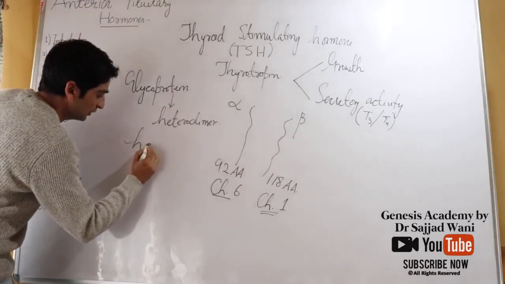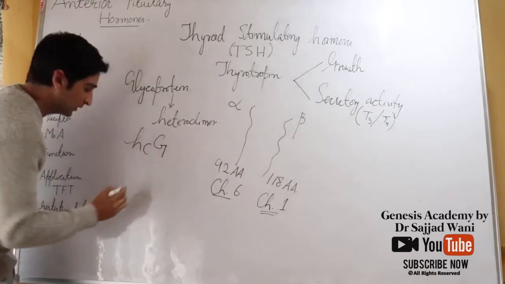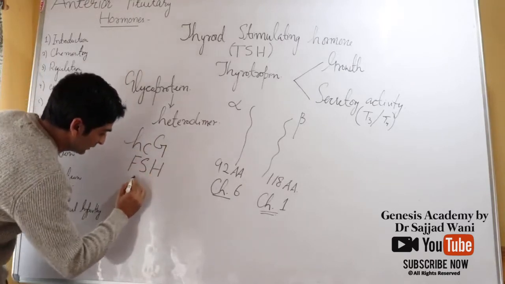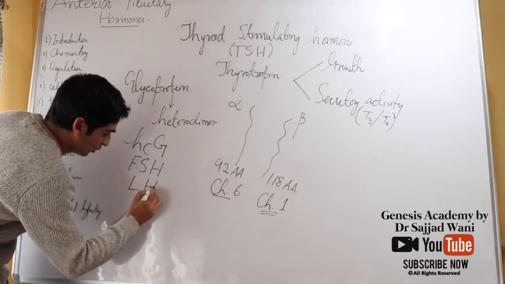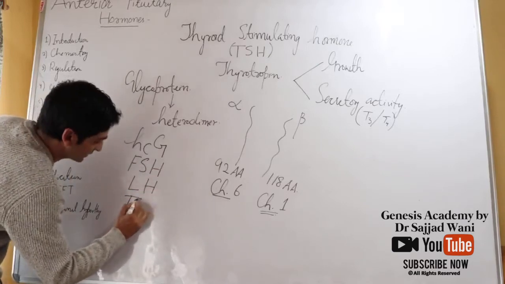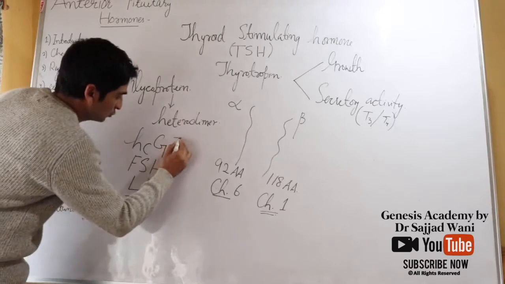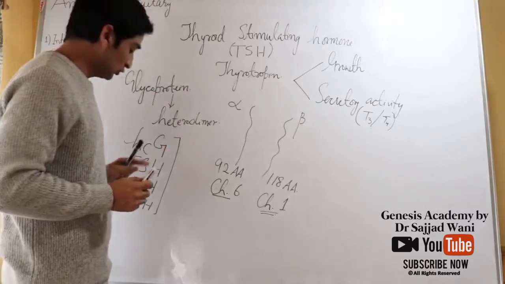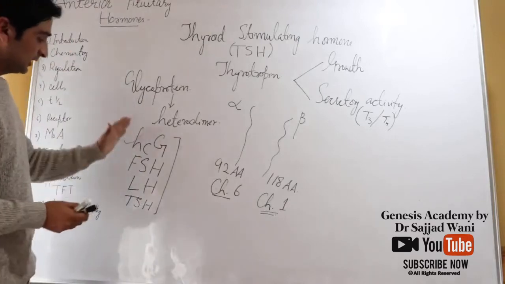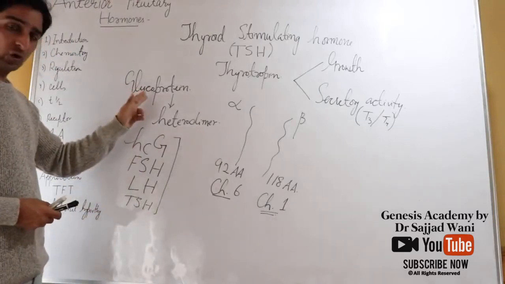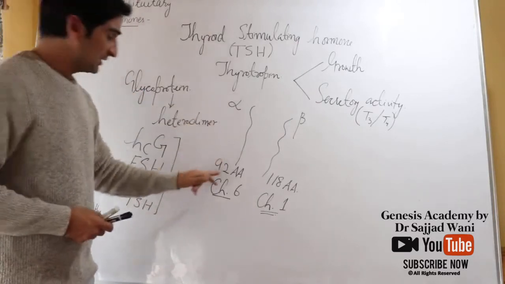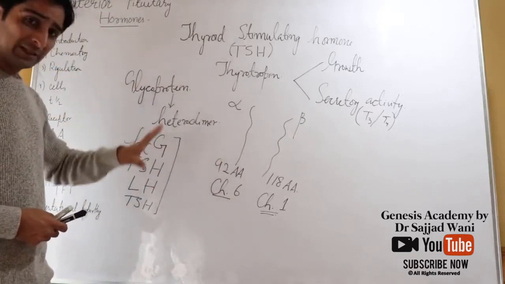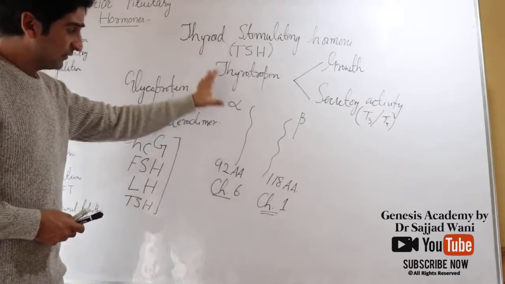First hormone is human chorionic gonadotropin. The second hormone is follicle stimulating hormone. The third hormone is luteinizing hormone. And the fourth one is thyroid stimulating hormone. So these all hormones are glycoprotein hormones. You will remember that these 4 hormones are the glycoprotein hormones whose alpha chains are similar, right? They resemble one another in terms of alpha chain.